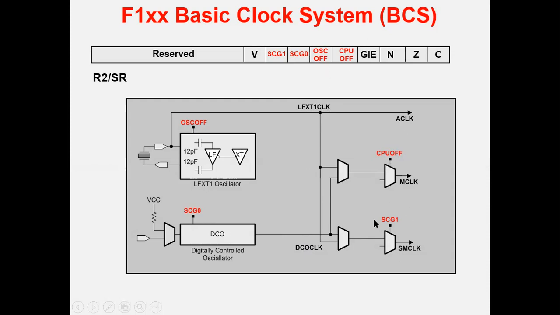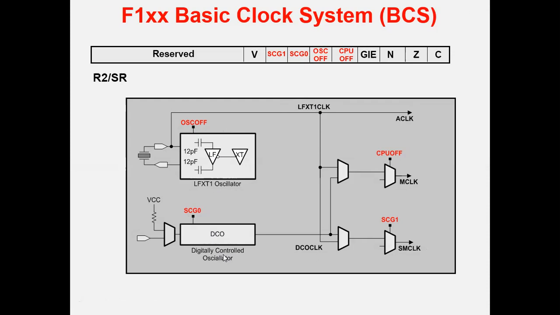Another one, SCG1, system clock generator 1. This controls SM clock. This is also another flag. And other than that, SCG0 controls the DCO. So in this way, it provides A clock, M clock, and SM clock with the two sources called the low frequency crystal oscillator and the digitally controlled oscillator.